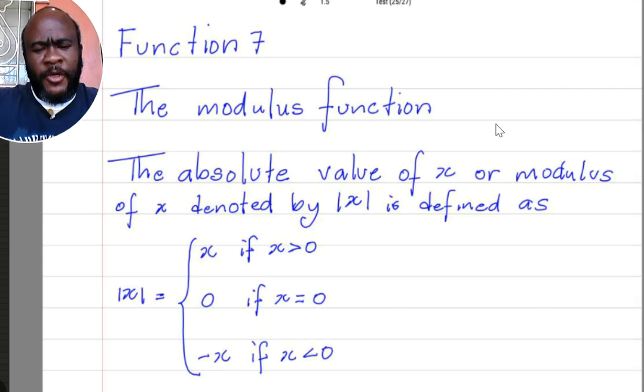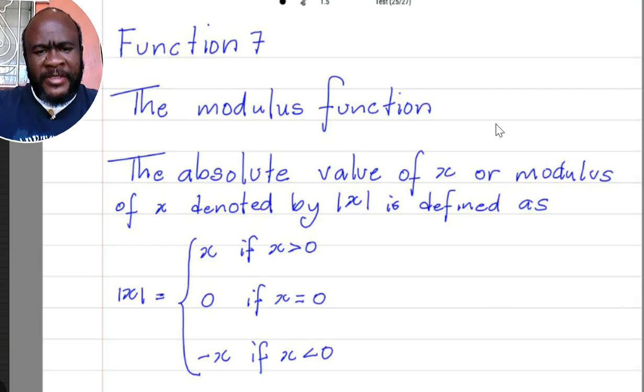Function 7, the modulus function. The absolute value of x, or modulus of x, denoted by x with two strokes at the sides, is defined as: the mod of x is equal to x if x is greater than 0, the mod of x is equal to 0 if x is equal to 0, and the mod of x is equal to minus x if x is less than 0.